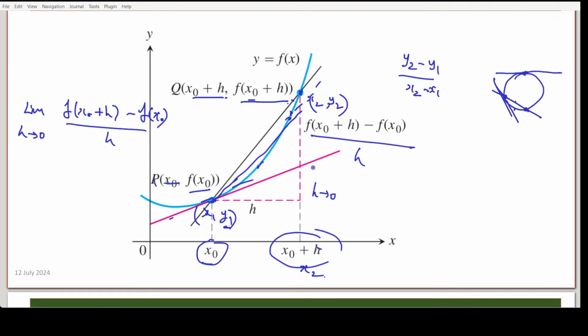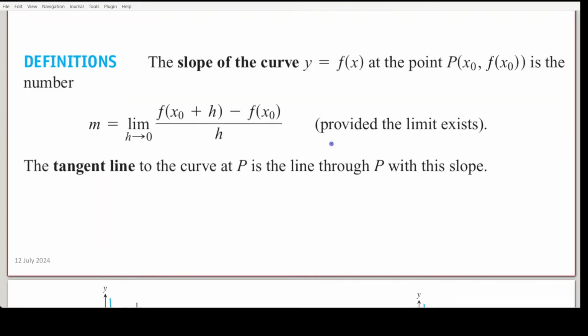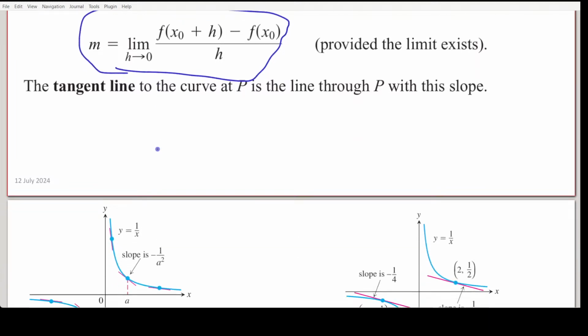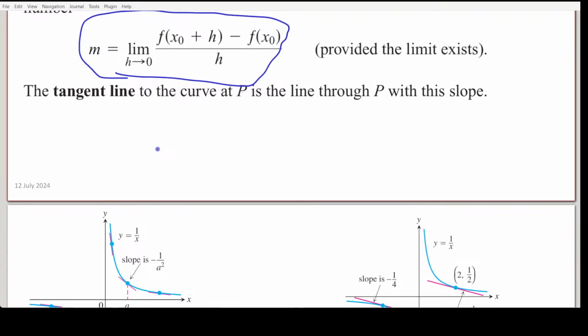Agreed? By definition, what is the slope of any curve? The slope of a curve is equal to the slope of the tangent at that particular point. At this point, the slope is different, right? At this point, the slope is different. But what is the slope? The slope is actually equal to the slope of the tangent. This is what we are saying here. What is the slope of a curve? Do you agree with this?